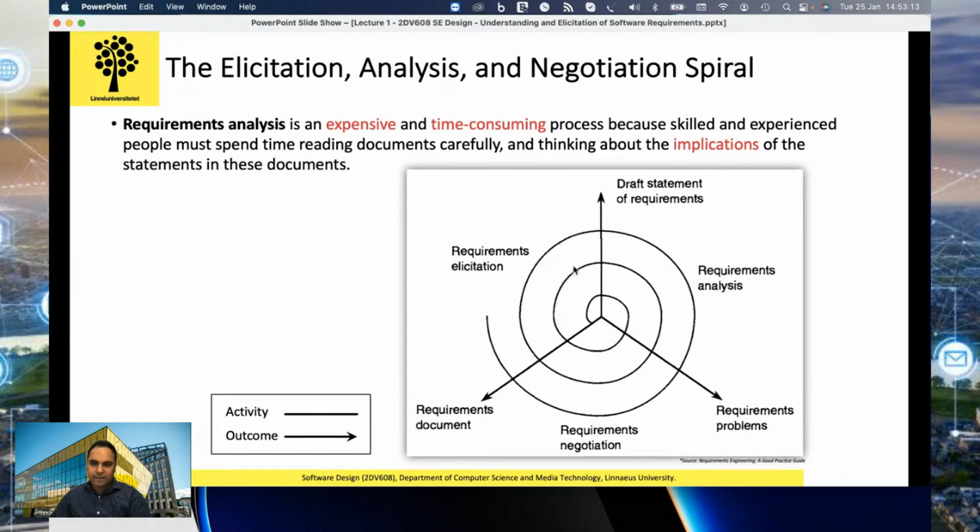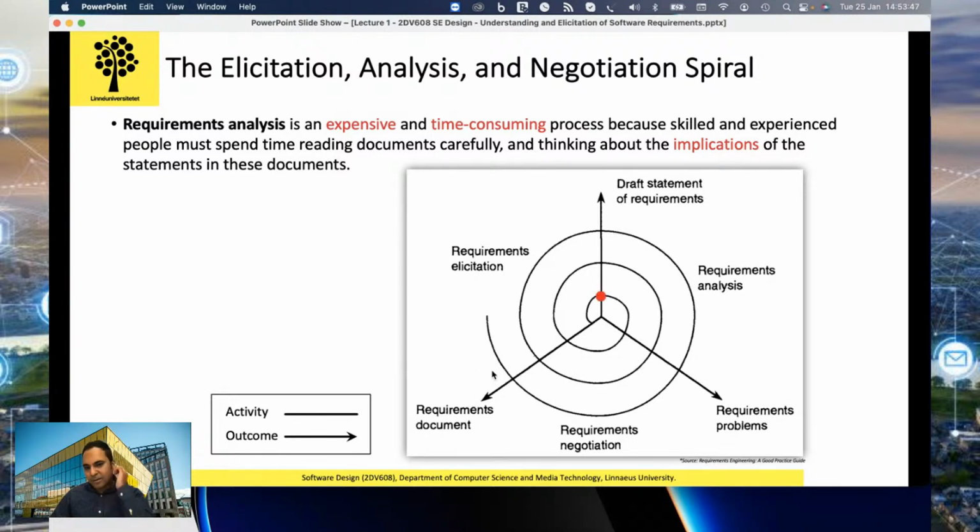We again improve our draft. We perform further analysis. We identify further problems. We do more negotiation. And once we continue, at some point, we will have a final requirements document, let's say at this point, or maybe in the next iteration. So from this figure, these lines in the spiral are known as activities, and these arrows are outcomes.